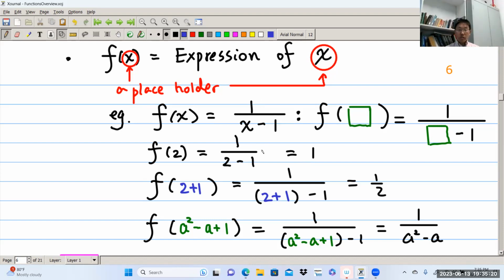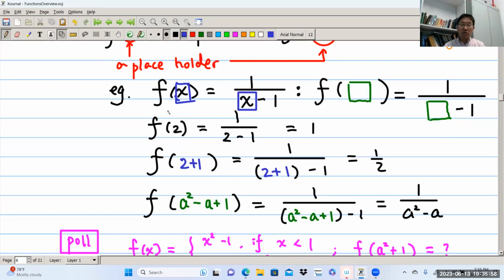So keep in mind, this x is a placeholder. You can replace this x by an empty box. So f of this box then is 1 over that box minus 1. You can replace this x. You have x here, you have x here. So f on that x is 1 over x minus 1. So f on that blank box, if that blank box represents a number, then it's 1 over that blank box minus 1. Why am I saying this?